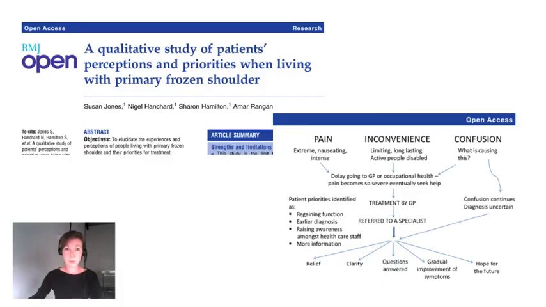From reading this very interesting qualitative study on patient perceptions and priorities when living with a primary frozen shoulder, we can learn a lot and gain insight into how it is to live with a frozen shoulder. They identified patient priorities as regaining function, so regaining mobility might not be their priority. They want to do things again during daily life. They would like an earlier diagnosis, raise awareness and knowledge amongst healthcare staff, and they want a lot of information.